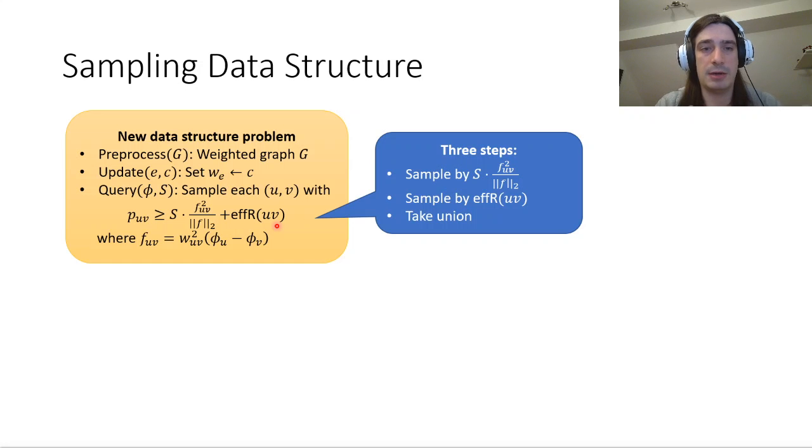And typically how we do this is that we have 3 steps. So first we sample proportional to the flow, then we sample based on the effective resistance, and then we just take the union. Then we get this property that it's at least the sum of the two. Okay, and I want to start with the easier case for how to sample based on the effective resistance. That is known already. I just want to repeat it because we are going to use some of the techniques.